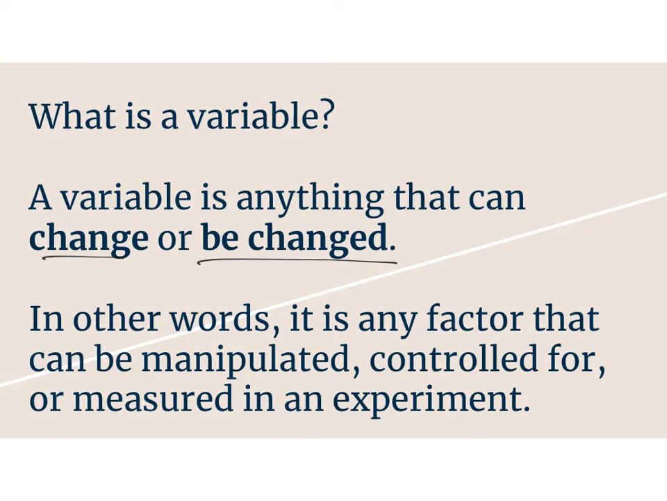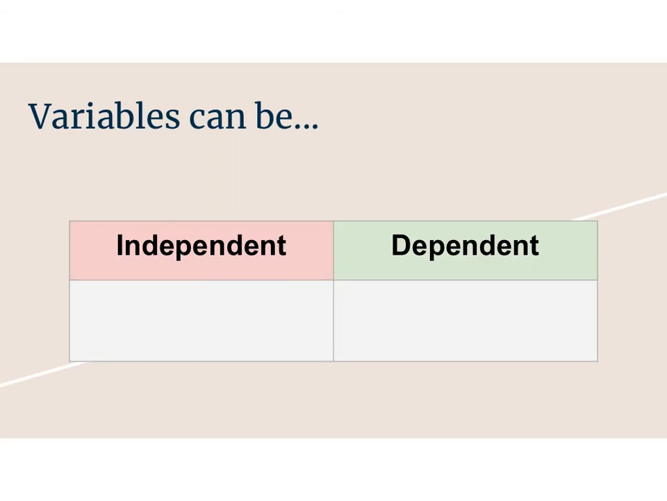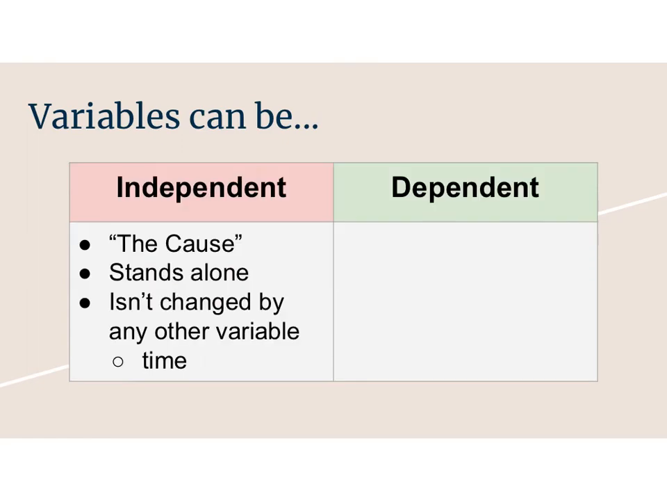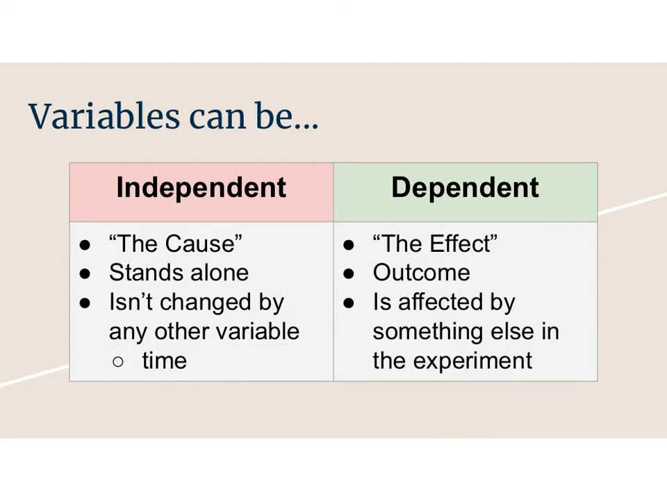All right. In other words, and in more scientific terms, it's a factor that can be manipulated, controlled for, or measured in an experiment. So a scientist is going to manipulate, control for, or measure a variable. Variables can be either dependent or independent. All right, what is an independent variable? This is the cause, okay? An independent variable is the cause. It stands alone and it isn't changed by any other variable. A great example of independent variables, and one that you all commonly see in science, is time. All right, time is our independent variable. Now, what is our dependent variable?